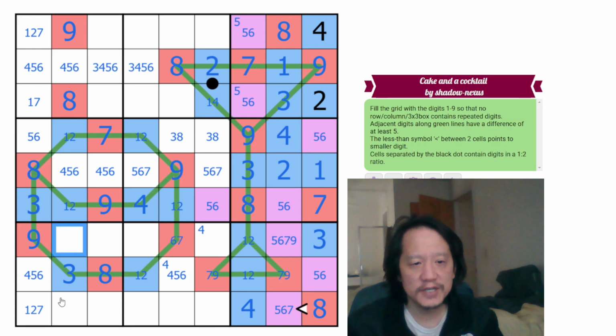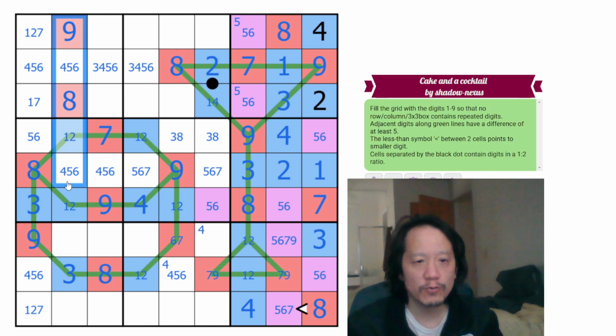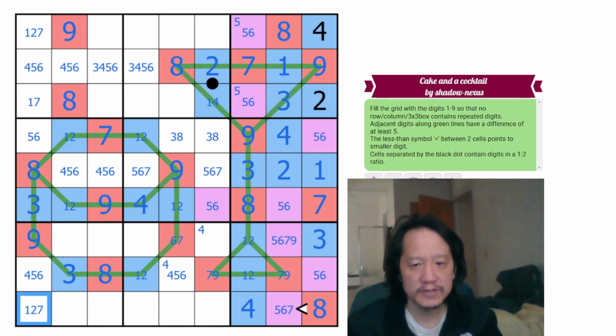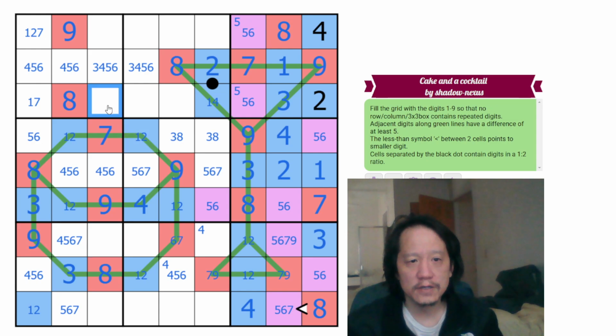Therefore, we have 7. Where can the 7 be in column 2? Can't be any of these. Therefore, it must be one of these two. Therefore, this can't be 7. And it is 1 or 2, so it's a low. This could be 4, 5, 6, or 7. And this could be 5, 6, or 7. Let's see.